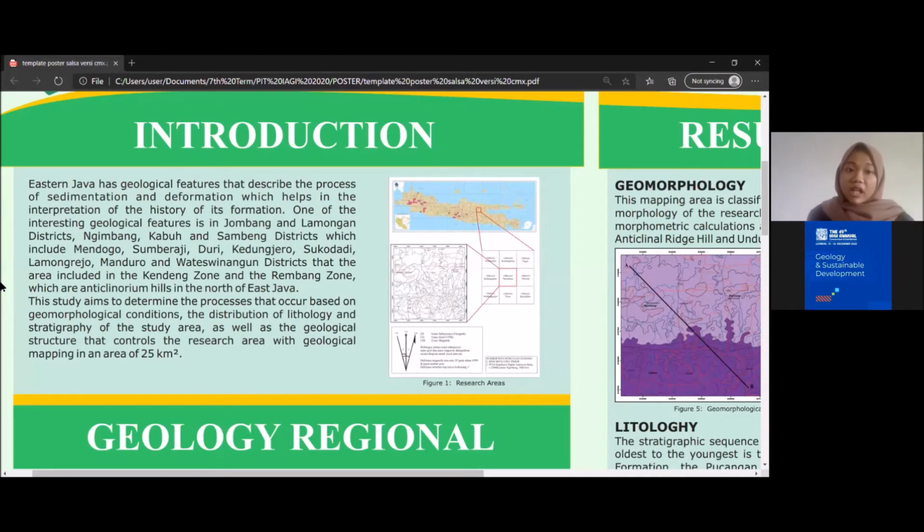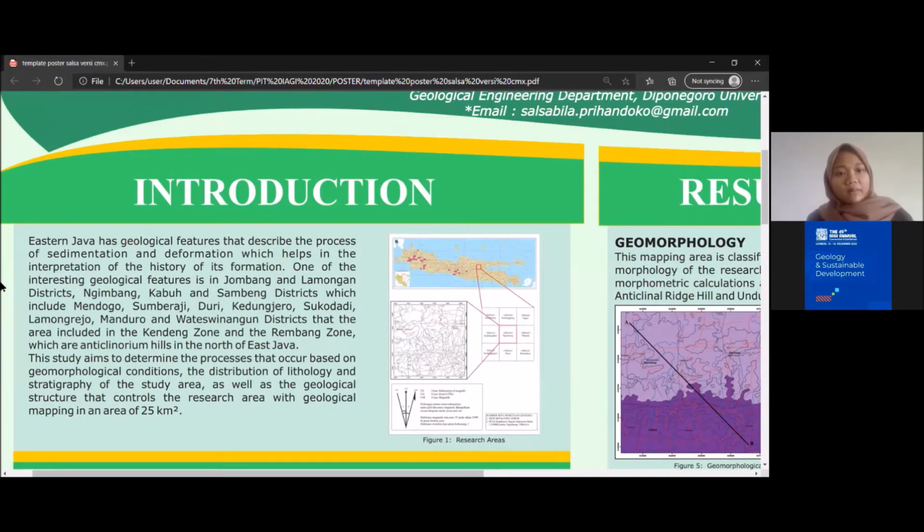Eastern Java has geological features that describe the process of sedimentation and deformation, which help in interpretation of the history of its formation. One of the interesting geological features in the study area is anticlinorium hills in the north part of East Java. This study aims to determine the process that occurred based on geomorphological conditions, the distribution of lithology and stratigraphy, as well as geological structure that control the research area.